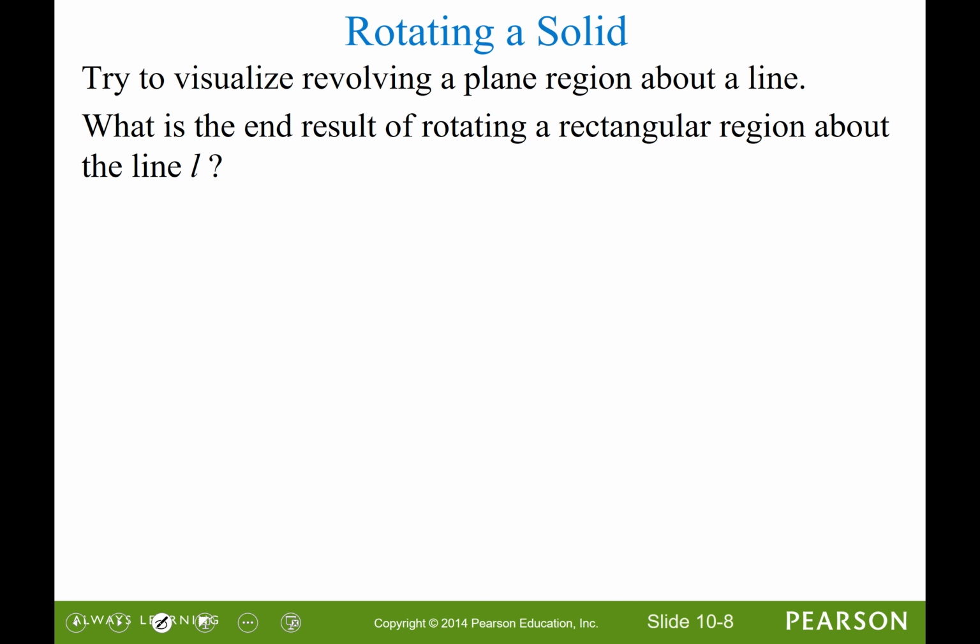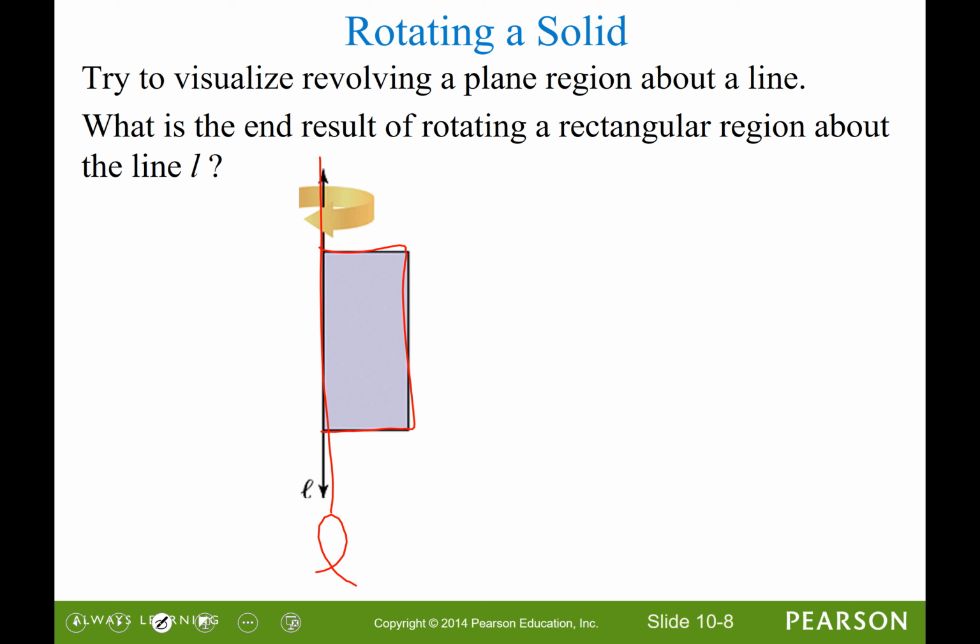Rotating a solid. Try to visualize rotating a plane region about a line. What is the end result of rotating a rectangular region about the line L? All right, here's our visual. We have a rectangular region right here, and we have line L right here. Okay, so imagine taking this rectangular region and almost flicking it with your finger and it's spinning around. What solid do you think it would make?